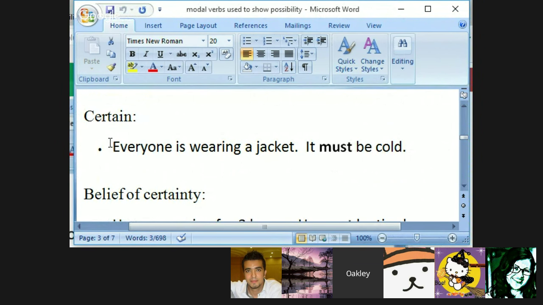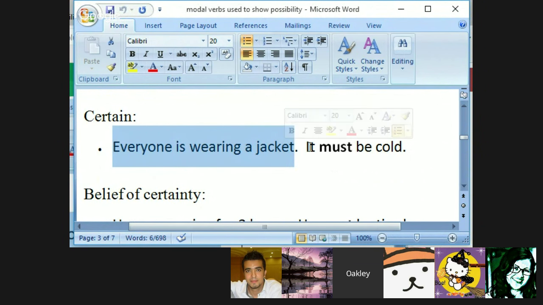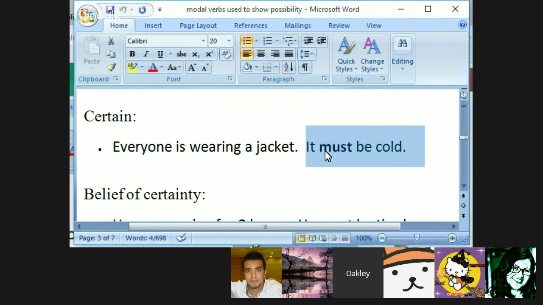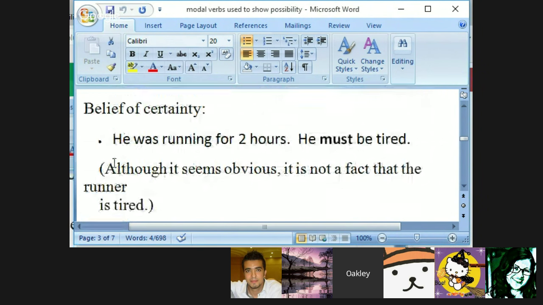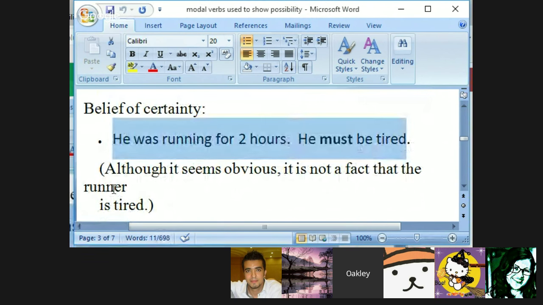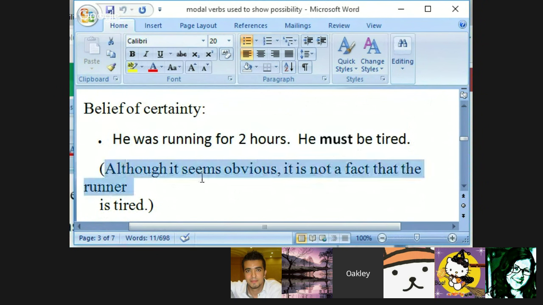Okay. Everyone is wearing a jacket. It must be cold. The speaker is 100% sure. They believe in the certainty. He was running for 2 hours. He must be tired. Although it seems obvious, it is not a fact that the runner is tired. Maybe he's not. Maybe he's in tremendous shape, and he can run for 10 hours in a row. Doesn't necessarily have to be true, but the speaker believes it to be 100% true.